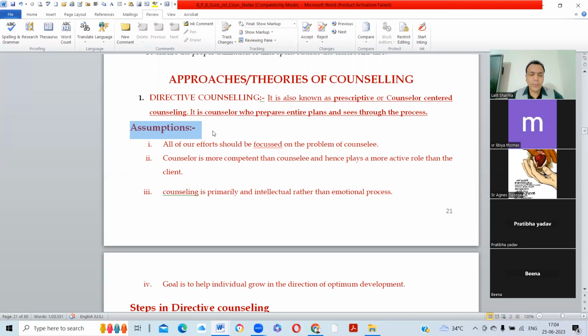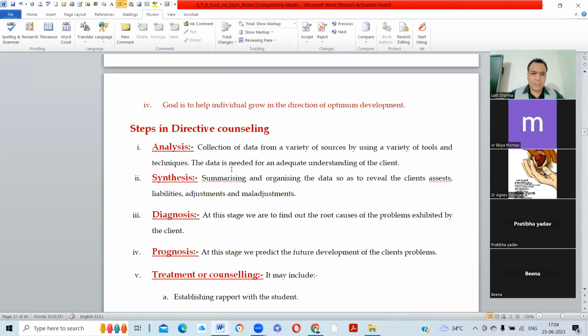So now what are the assumptions of this counseling? All of our effort should be focused on the problem of counseling. The counselor is more competent than the counselee and hence plays a more active role. Counseling is primarily an intellectual rather than emotional process. Look, there is no talk on the emotional process, meaning it is not student-centered. The talk is on the intellectual level, on what kind of problem he is facing at the intellectual level.